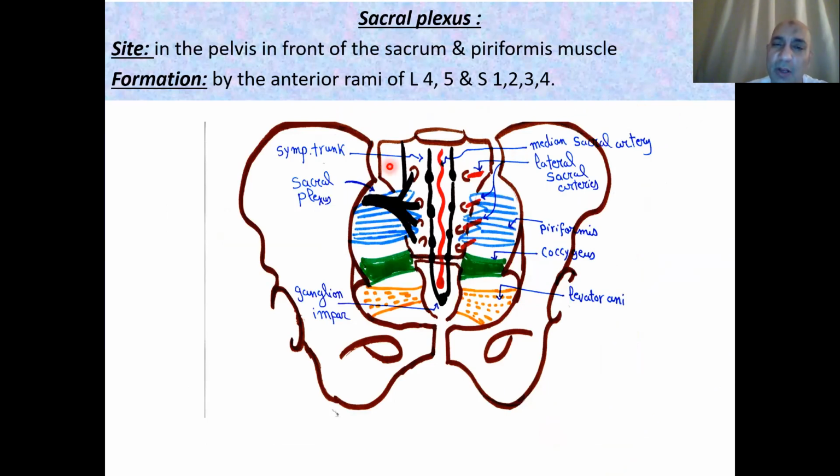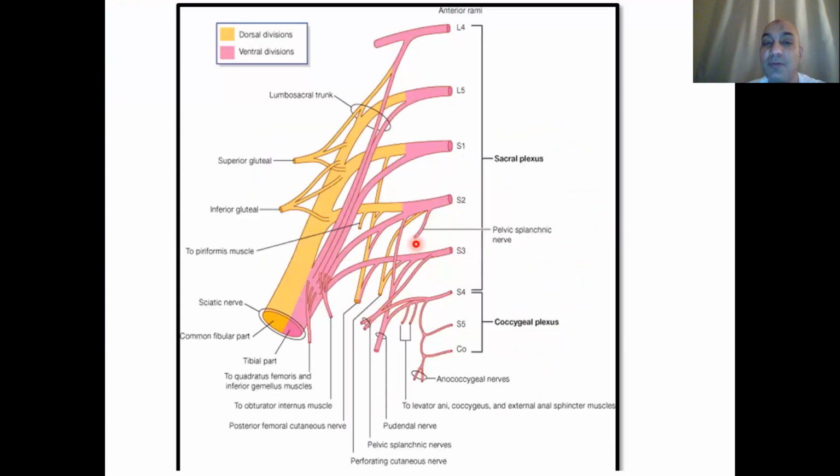It is formed from L4, L5, which is called the lumbosacral trunk, and S1, S2, S3, and the upper part of S4. It is formed in front of the sacrum, in front of the piriformis. The root value, or the origin, of this plexus is L4, L5, S1, S2, S3, upper part of S4.